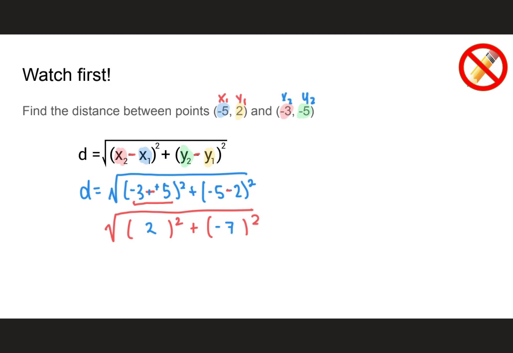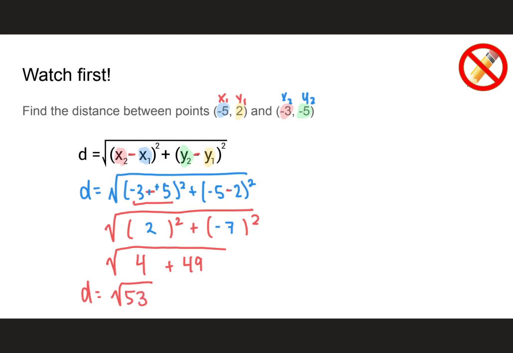Then we do exponents. So now we're going to do the squaring part. 2 squared is going to be 4. 3 squared is 9. And then lastly, we're going to add these two together. So 4 plus 9 is going to be 13. So it's going to be the square root of 13.